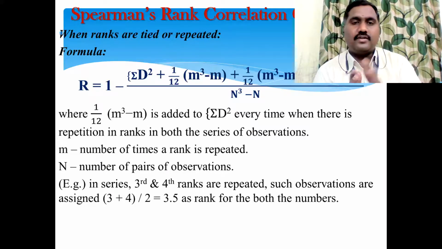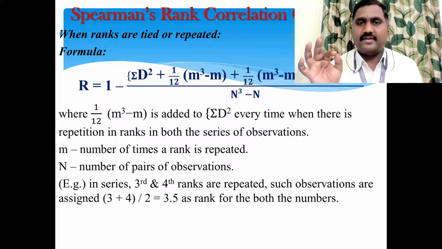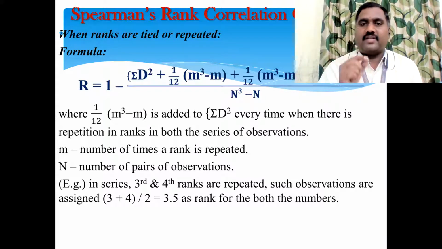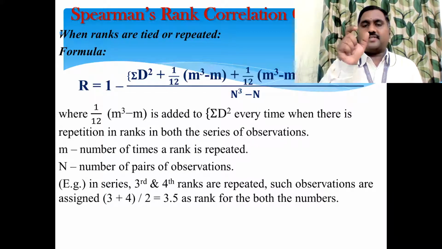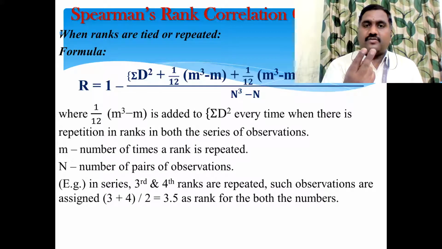Now for that you have a separate formula. For the previous two patterns of the problem, the formula is the same: 1 minus 6 into summation d square divided by n power 3 minus n, whether rank is given or rank is not given. But when the ranks are tied, for example, you got the x value. For example, please take this example, x value 20, 30, 22, 24, 22, 30 again. That means in the x value, the 22 and the 30 were repeated 2 times. So when the values are repeated 2 times, in this case, how to find out the R value?